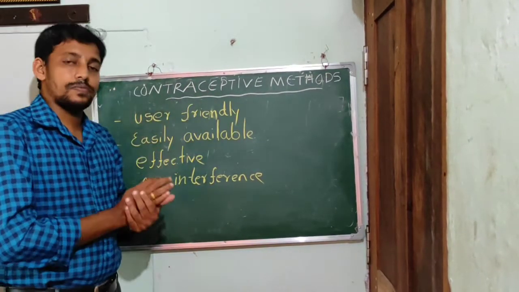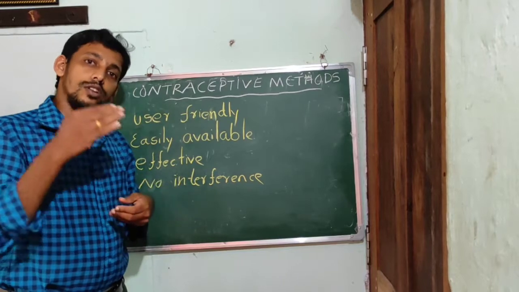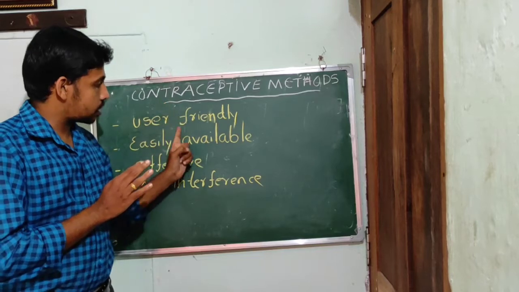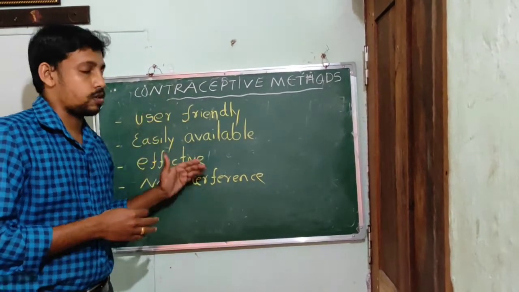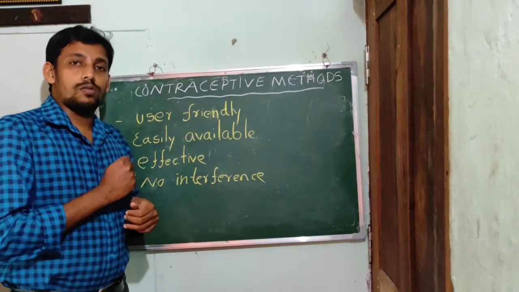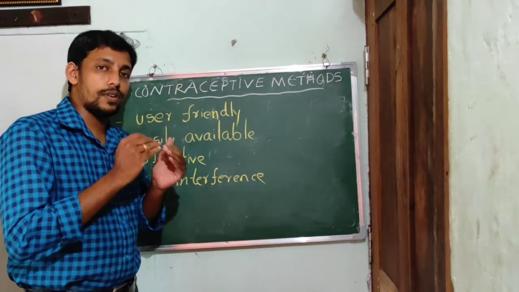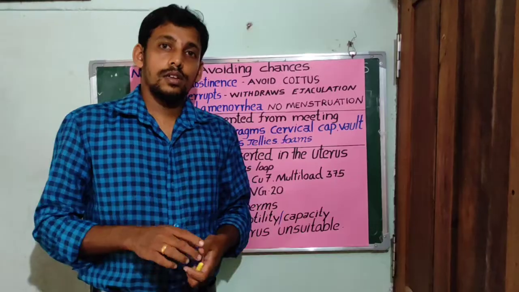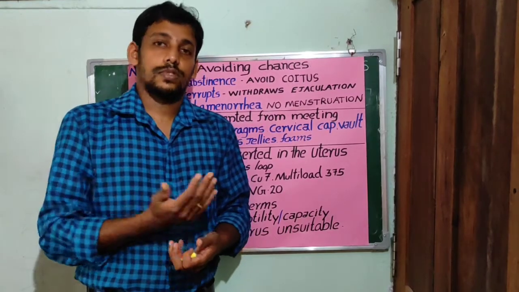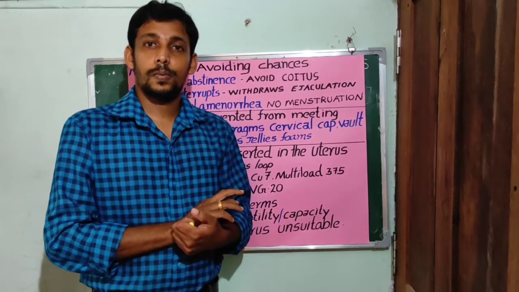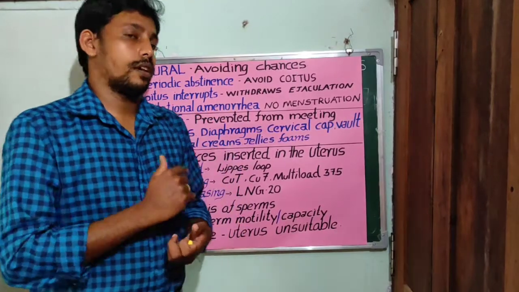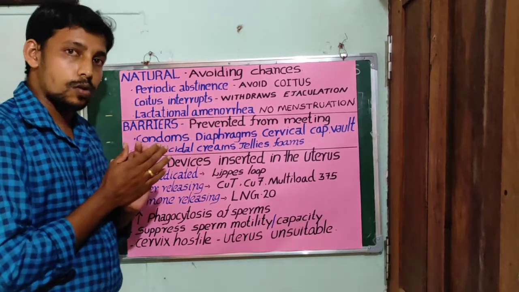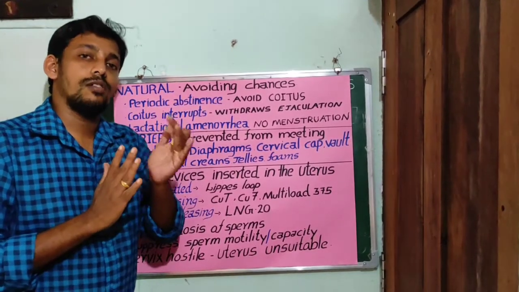So what is a contraceptive? It is a measure used to prevent unwanted pregnancies. These are the basic characters of an ideal contraceptive. Now let's learn about the different types of contraceptives. There are different types of contraceptive methods. Let's first look at the first method, the natural method, or the traditional method.